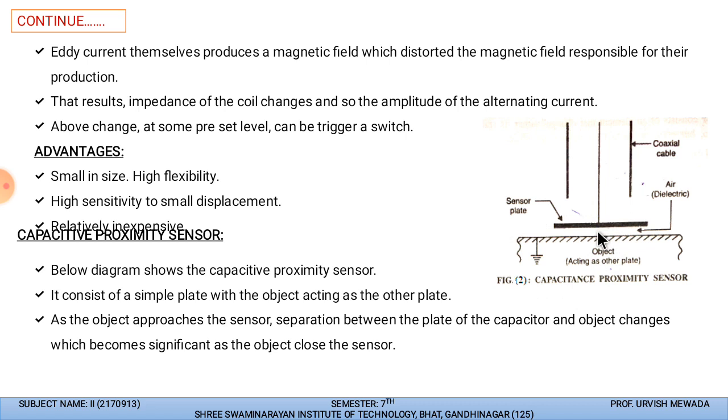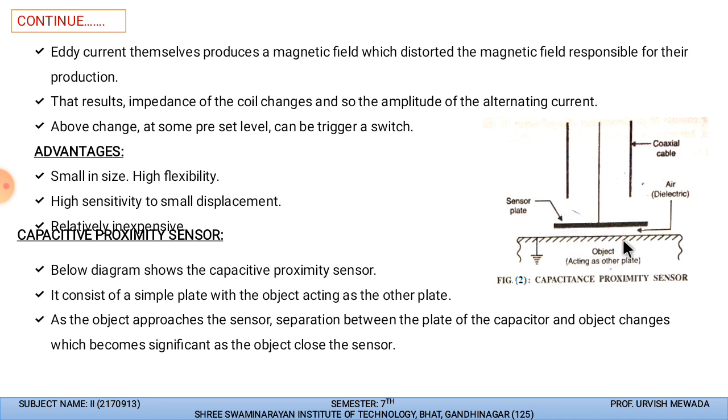will get reduced, and as the distance between the two plates gets reduced, then from the expression epsilon 0 epsilon r A by d, which is the expression for the capacitor, the capacitance is inversely proportional to the distance between the two plates. So as the object approaches the sensor, the distance between the two plates will get reduced, and as distance reduces, capacitance will increase.